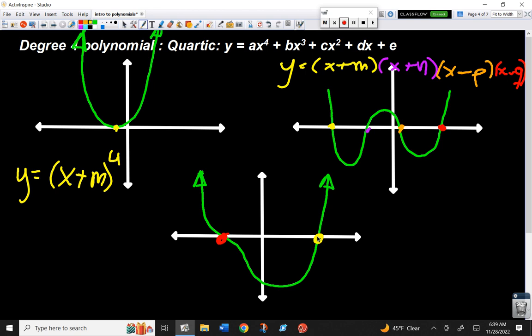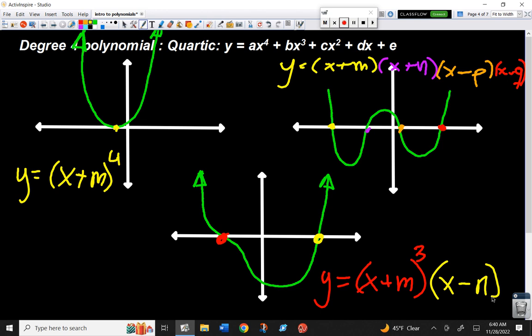And the way we'd write the equation for this, we'd start it off with y equals x plus m. But this one's a triple root, so it's to the third power. And this one is a single root. This would be x minus n. So if I have a triple root and a single root, that would give me 4 roots. And again, the roots, you could also call them solutions. You can also call them the zeros, or you can also call them the x-intercepts.